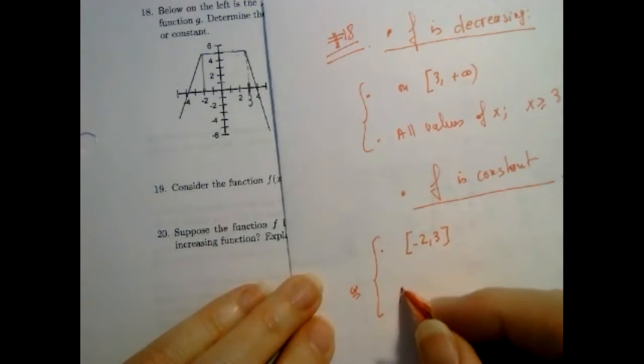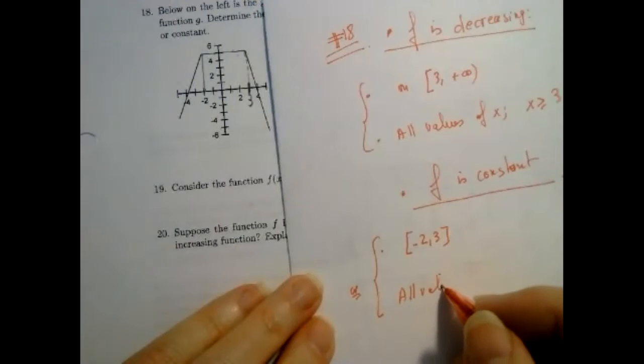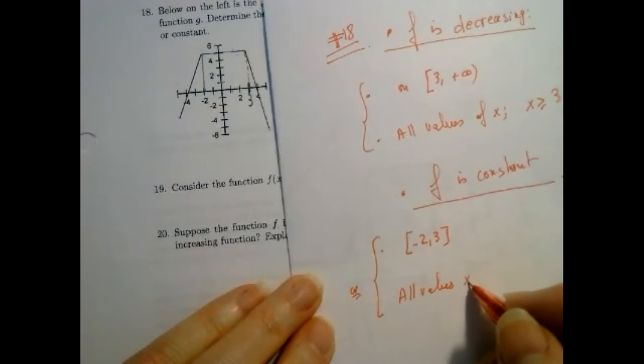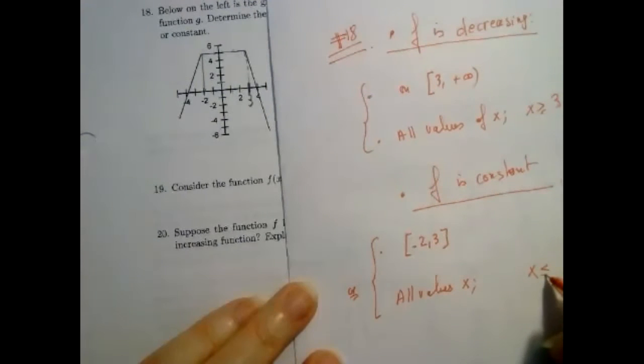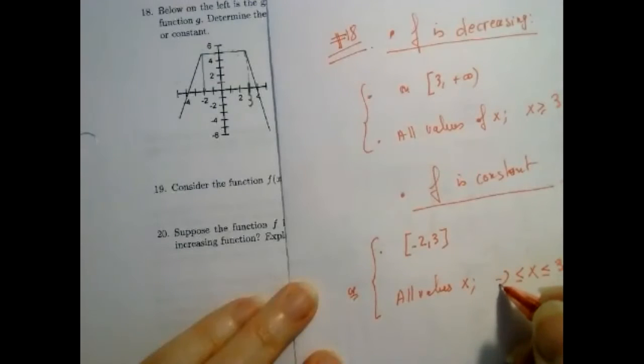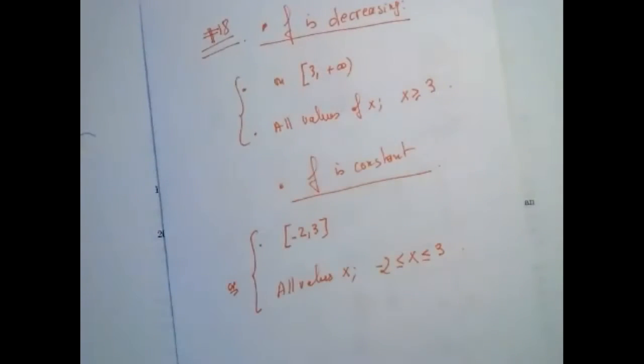Or you can say for all input values, the input has to have the property that it should be less than 3 and it should be bigger than -2. Okay? Alrighty. Any questions about those ideas?